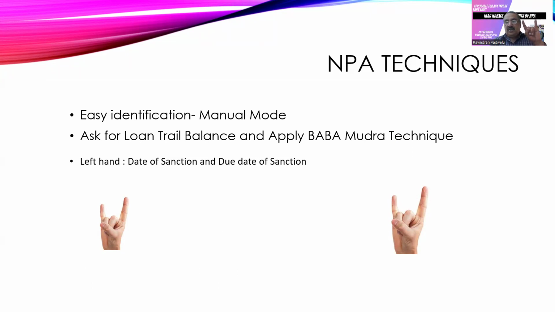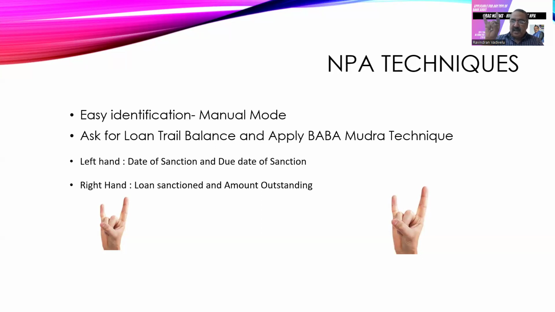This is the concept. Date of sanction you have to take, and another one is the due date of the sanction. Just pull it, pull it, pull it. Another method is on the right hand side. You have to take the loan sanction and the amount outstanding. You have to put your finger on the loan sanction amount and the outstanding amount. You pull it.